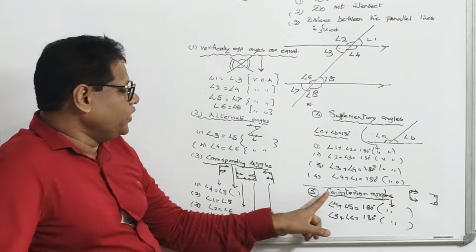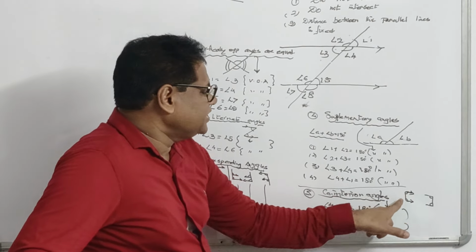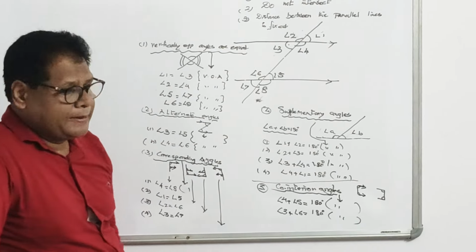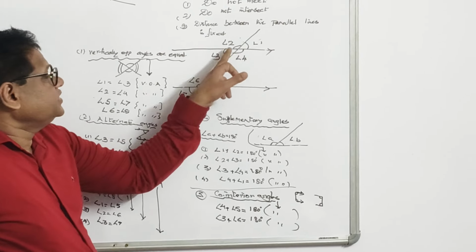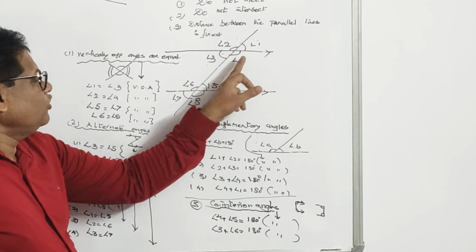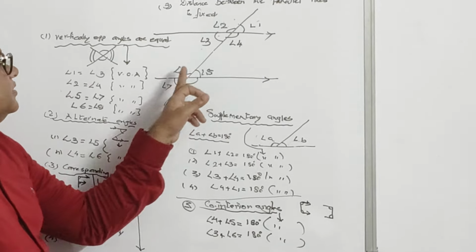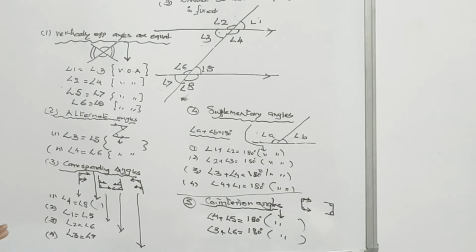Now the last pair, co-interior angles. For this, observe the alphabet C. If these are the arms, then the angles facing each other, their sum will be 180. Angle 4 plus angle 5, look at this. This is the letter C. So 4 plus 5 is 180. Then angle 3 plus angle 6, similarly. So this finishes the properties of parallel lines.